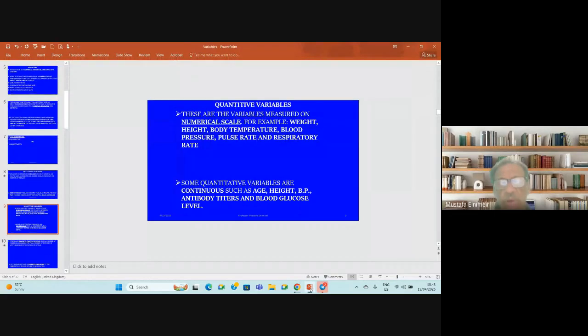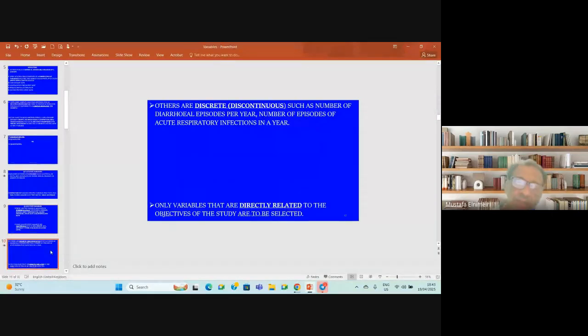Then we can talk about how some quantitative variables are continuous, such as age, height, blood pressure, antibody titers, blood glucose level, serum creatinine. These are continuous quantitative variables. Others are discrete, discontinuous, such as number of diarrheal episodes per year, number of episodes of acute respiratory infection in a year. Only variables that are directly related to the objective of the study are to be selected.